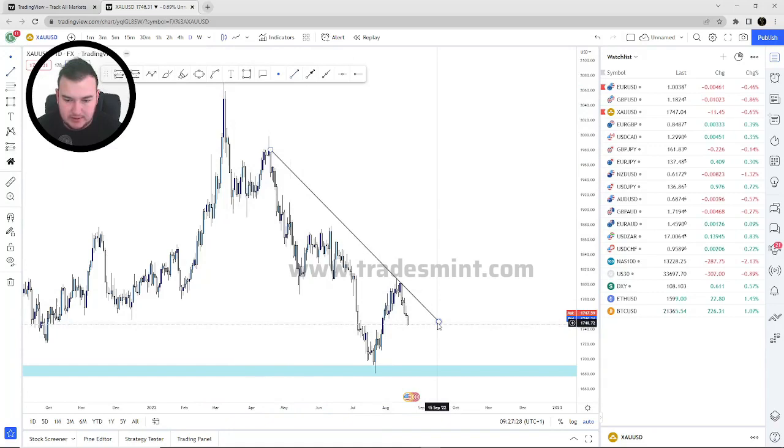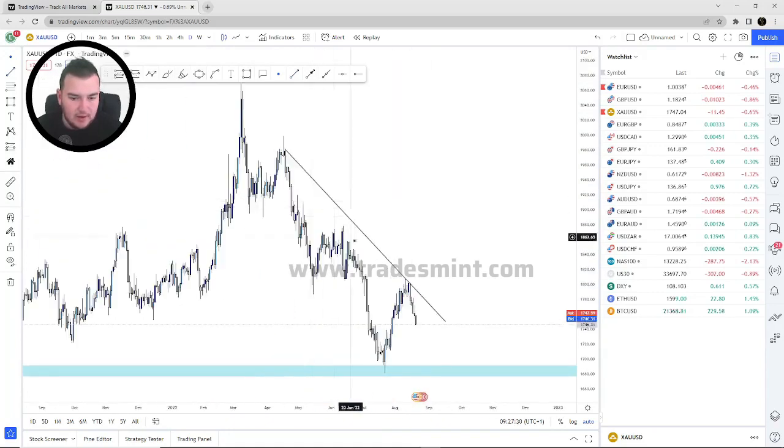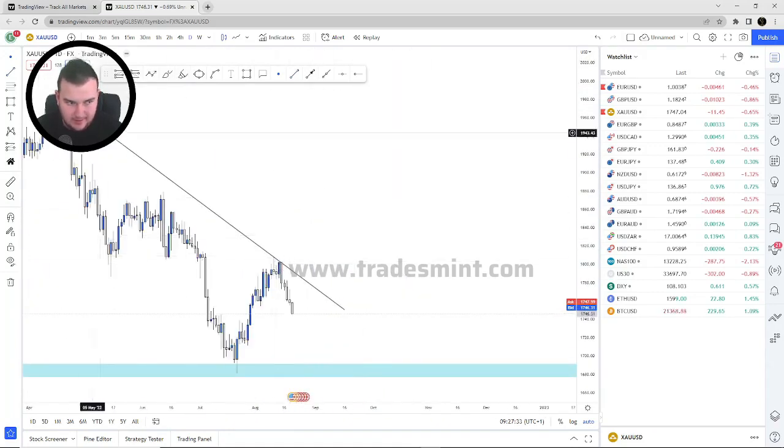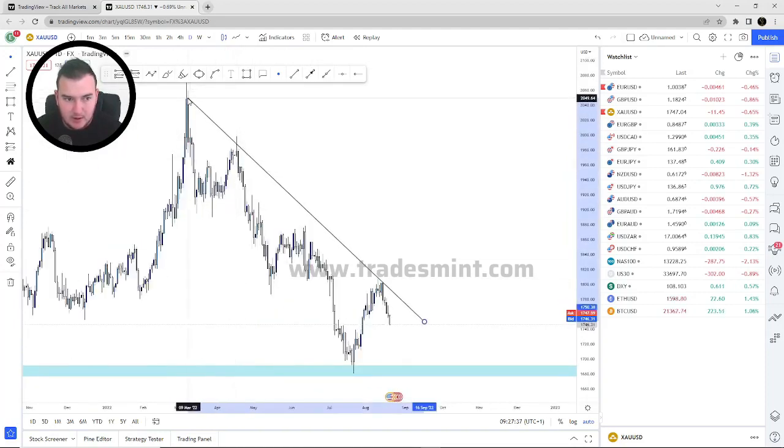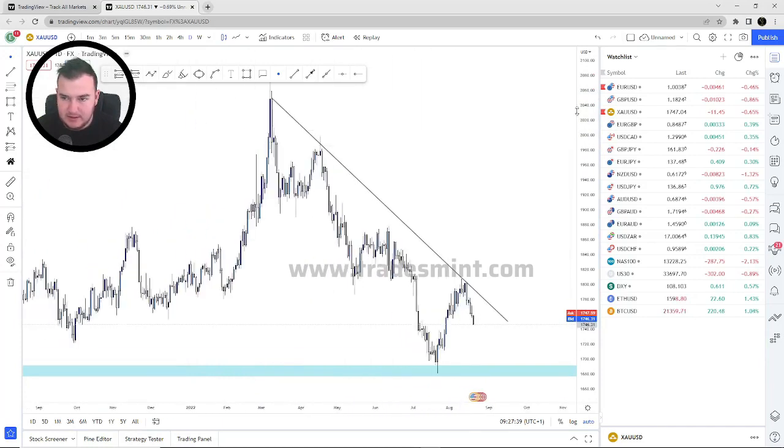Okay, I'm just going to draw it from here because it's daily. We don't need to go that far back. We are at a resistance on our daily, on the trend line. Why? Because price is ultimately moving to the downside. I'll leave it like that just so it's a bit easier.